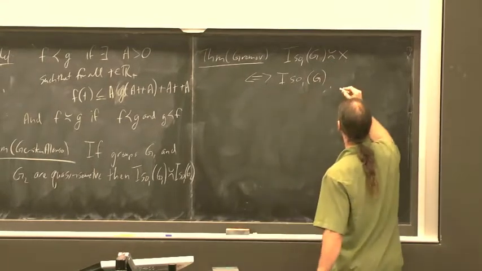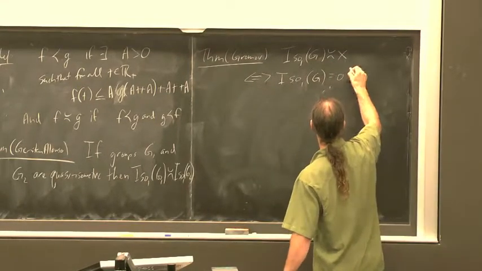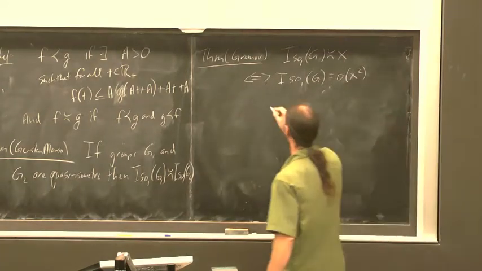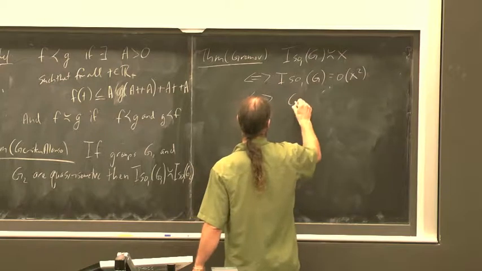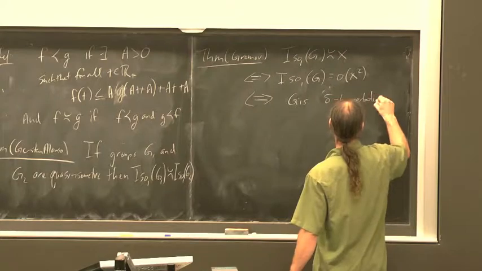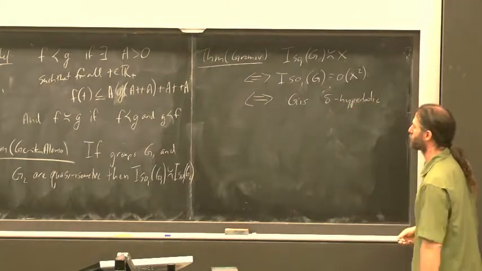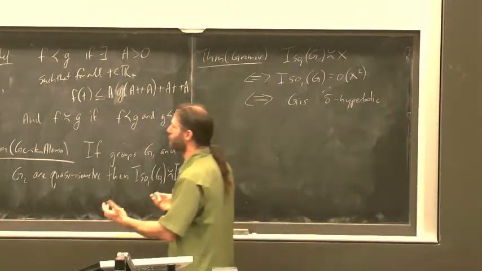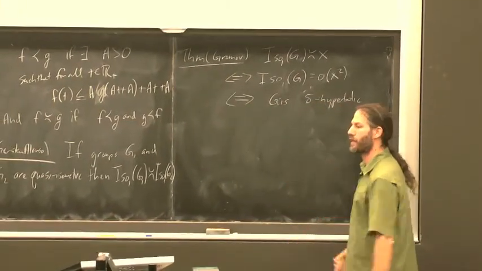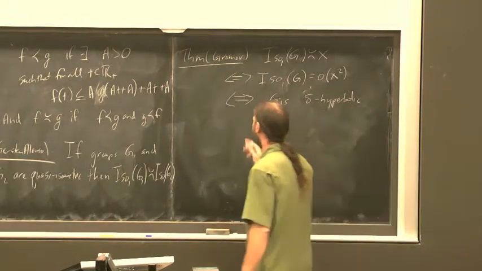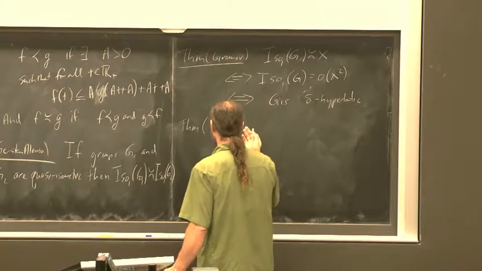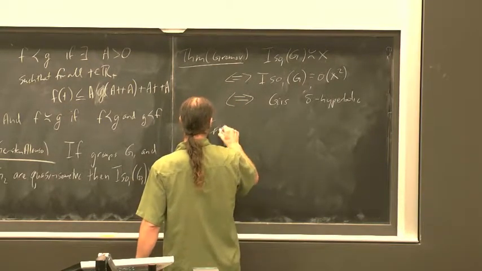G subquadratic, so little o of x squared, so less than any quadratic function. And that occurs if and only if G is delta hyperbolic. So the first isoperimetric function can be linear if and only if your group is a delta hyperbolic group. So this is one way that you can see certain classes of groups from this function. Another way this has shown up is a theorem of Epstein-Thurston.